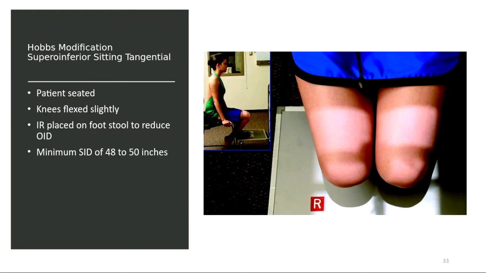Then we have what's called the Hobbs method, or a supero-inferior sitting tangential. Again, supero-inferior refers to the path of the central ray, so it's coming from up above, from superior, exiting inferior. You can see they've got the patient either seated on the end of the table with the IR on a footstool, that's one way to do it, or you could have the patient kneel on the table and have the tube above the patient and come down like that. The patient's typically seated with their knees flexed. The IR in that inset is placed on the stool to reduce OID. And you're typically at a 48 to 50 inch SID so that you reduce magnification because of the OID. Not so much OID here, but definitely OID here, so you counteract that by raising the tube.